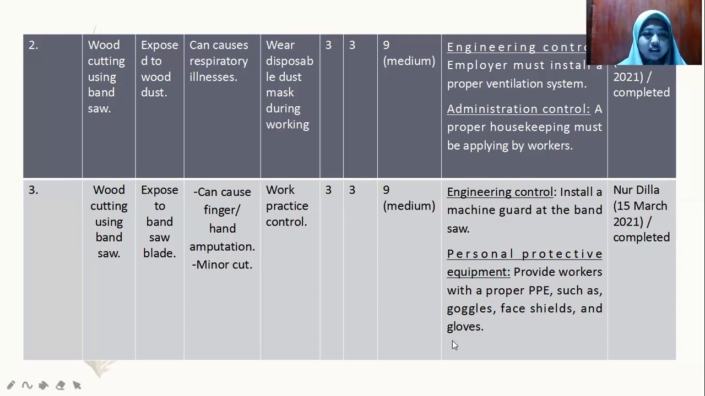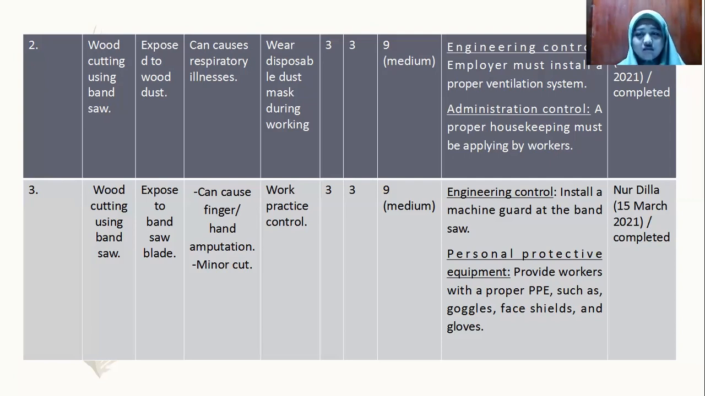The next hazard is wood cutting using a bandsaw, where the worker is exposed to the bandsaw blade. It can cause a finger or hand amputation. The least hazard that can happen to the worker is a minor cut. The existing control measure is work practice control. For this hazard, the likelihood is 3, severity is 3, and this makes the risk 9, which is medium.